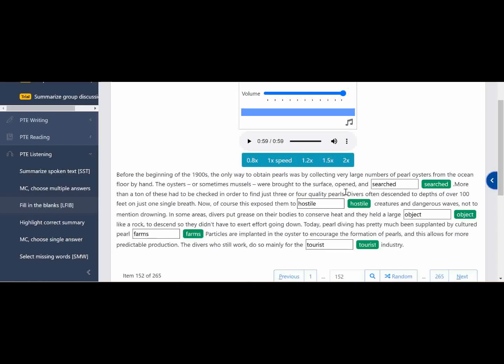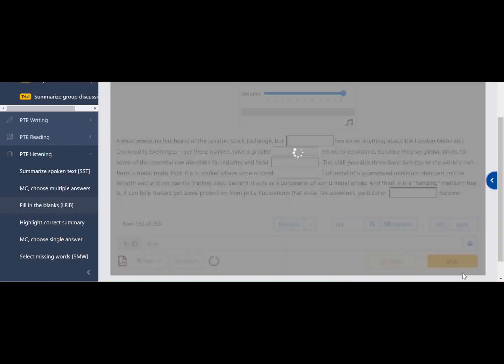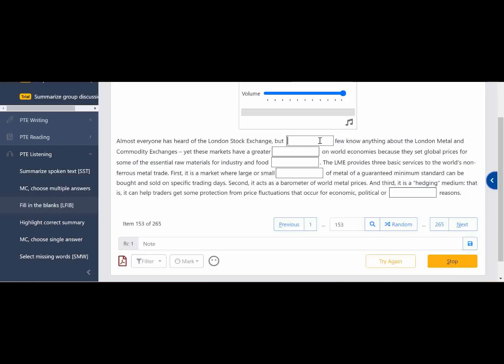So you can check from here. The ED form is here and the ED form is here, and tourist industry. Then pearl, not the simple form, it's the plural form. Next one. So these are a little bit close.